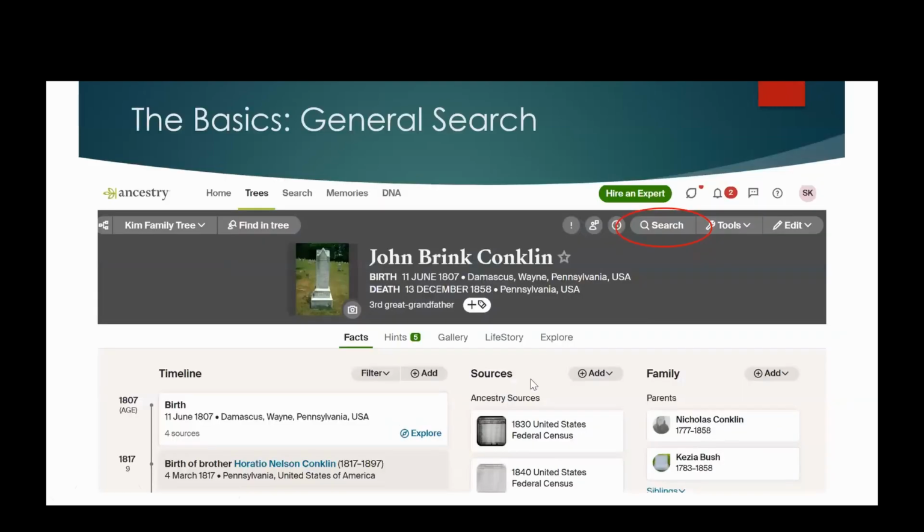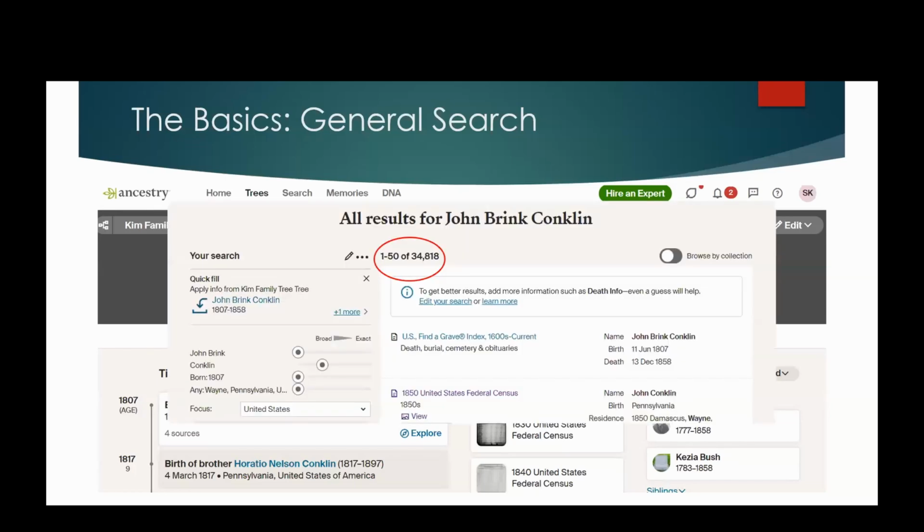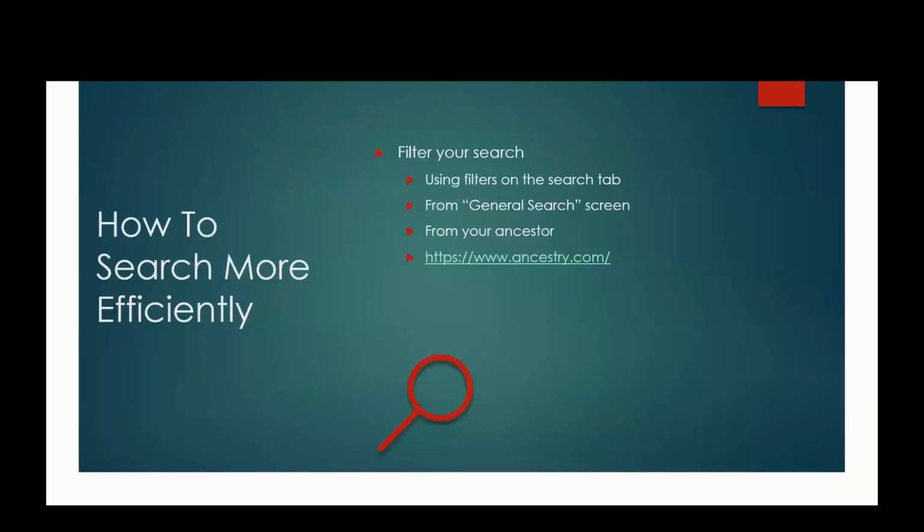The other basic function is this general search function. So this is the profile page for my third great grandfather, John Brink Conklin. When I click on this general search button, again, there is an algorithm that will pull in whatever records Ancestry.com thinks might be related to my John Brink Conklin. And when I click on that, I get almost 35,000 hints. So again, just a number that is very difficult to manage.